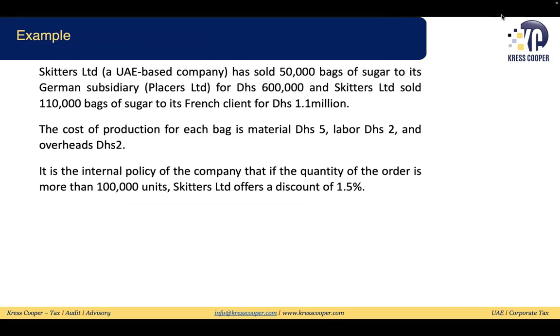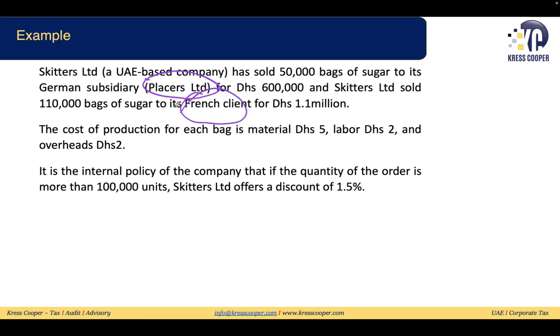Skittles Limited, a UAE-based company, has sold 50,000 bags of sugar to its German subsidiary, Placers Limited, for dirham 600,000. Skittles Limited sold 110,000 bags of sugar to its French client for dirham 1.1 million. Keep in mind, Placers is a subsidiary, a related party. This is the French client, a third party.